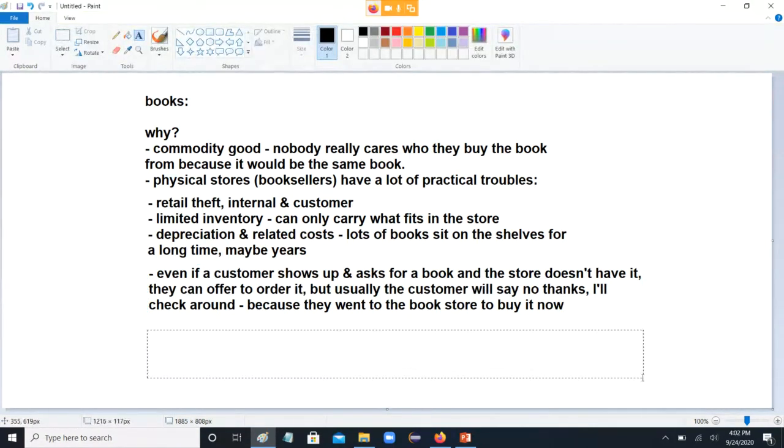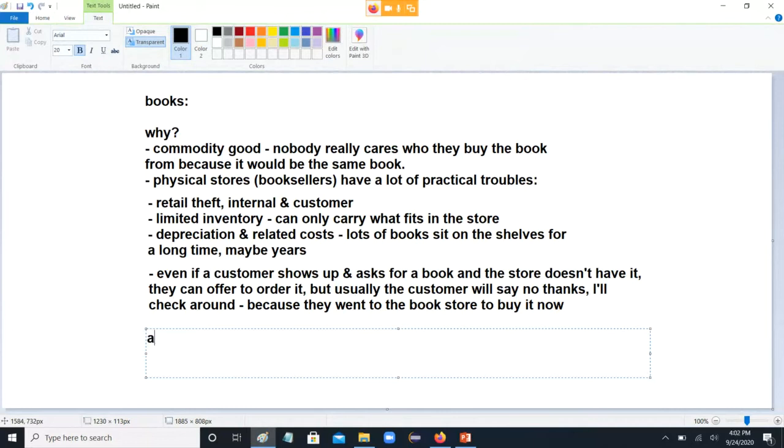Okay, so advantages to Amazon. Okay, number one, infinite reach, right? Not limited to the area around bookstores, right? There's a limit to how far people are willing to drive to a physical bookstore.